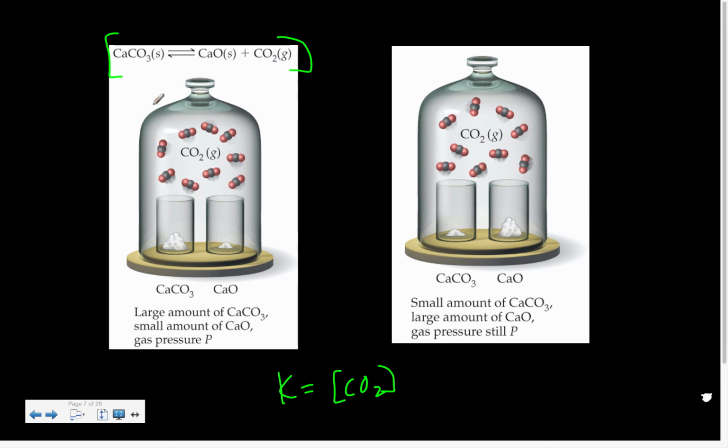Which means that as long as I have some of both of these present, I will reach equilibrium, and that equilibrium will be represented by the same amount of CO2, which is what this picture is hoping to convey. We can have a lot of the calcium carbonate and a little bit of calcium oxide, and we get this number of CO2 molecules: 1, 2, 3, 4, 8, 9. Likewise here, if we have a little bit of calcium carbonate and a lot of calcium oxide, we still get the same amount of CO2 because we've reached equilibrium.